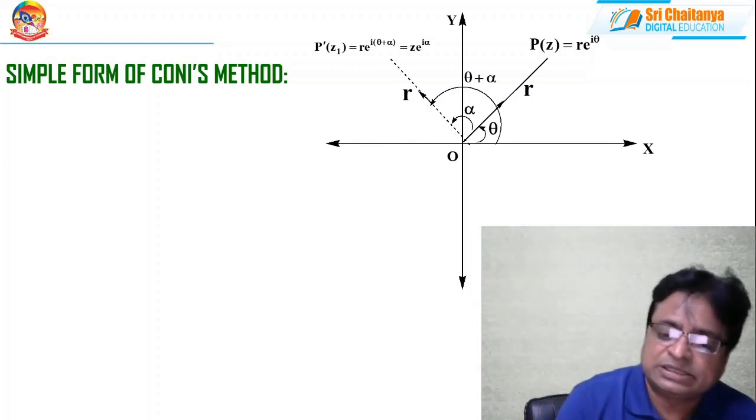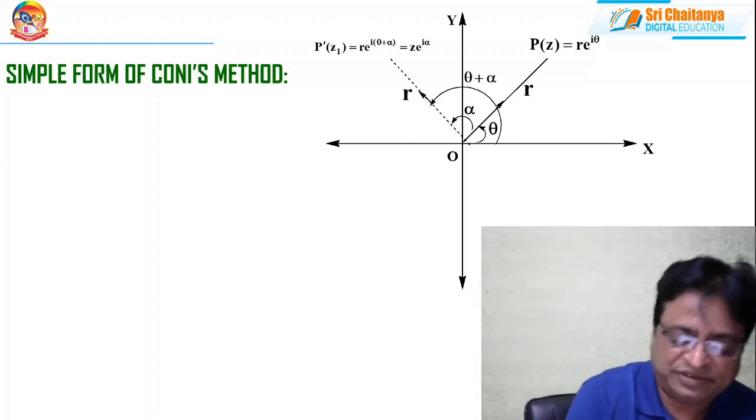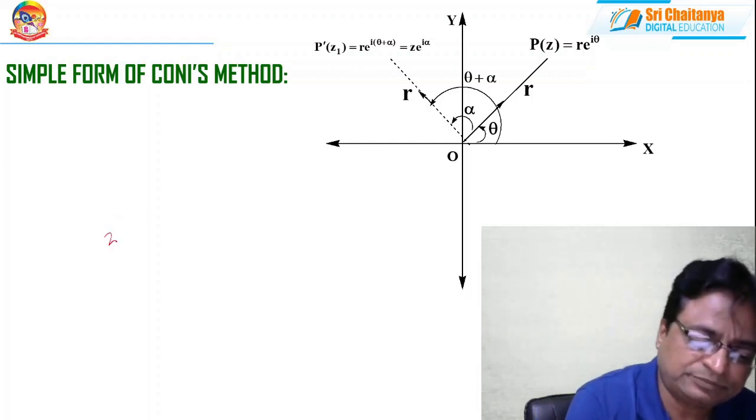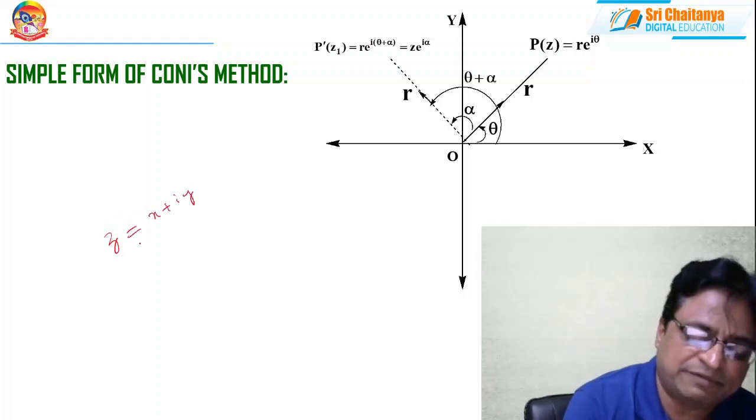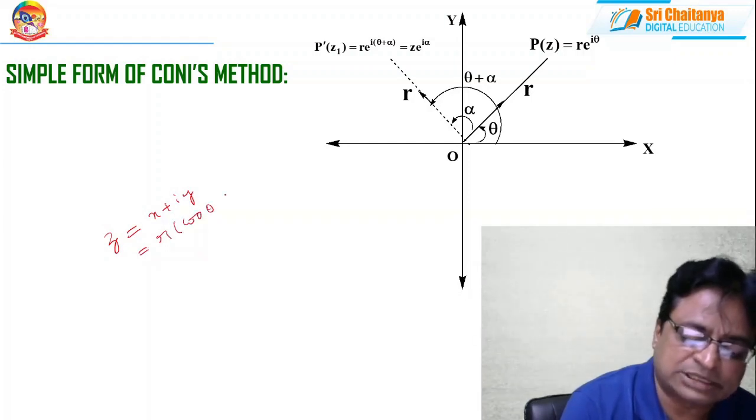So, with the help of that, now I am giving some important interpretations with the Coni's method that you have to practice. See, my friends, suppose z is equal to x plus iy. This is the complex number given for you. In polar form, it is small r into cos theta plus i sin theta. This I can write as r e power i theta.